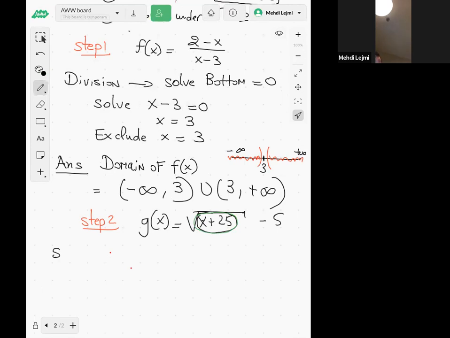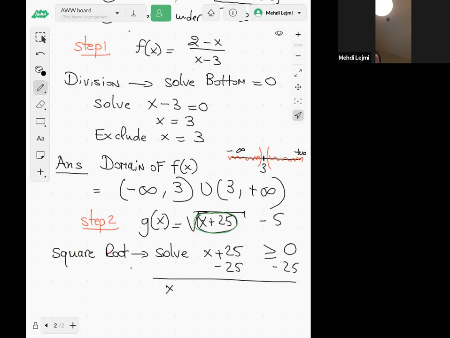So there's a square root. So we have to solve what's under the square root, right? Which is x plus 25, larger or equal to 0. Like I did in the previous example. So then you subtract, you take away 25. So then x is larger or equal to negative 25.